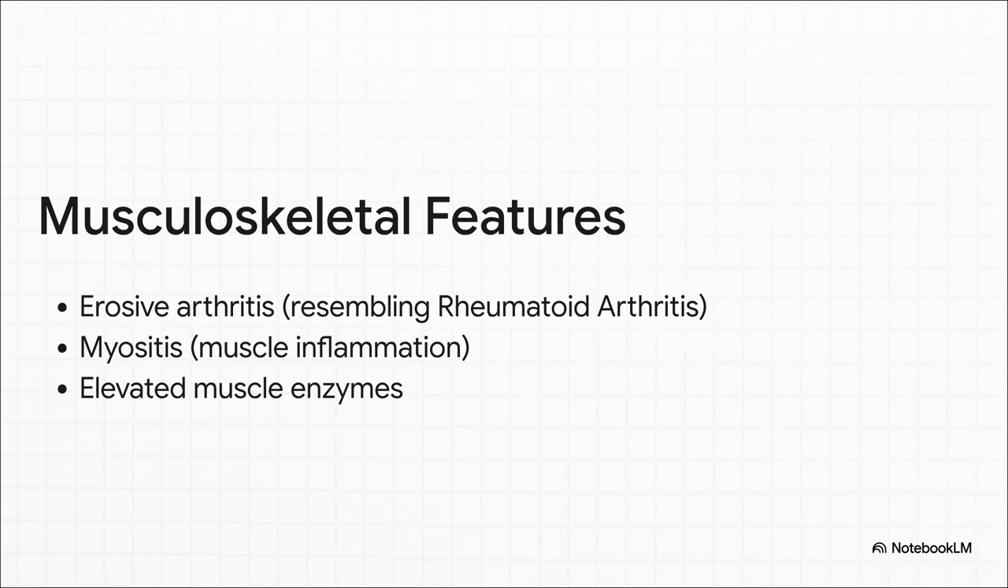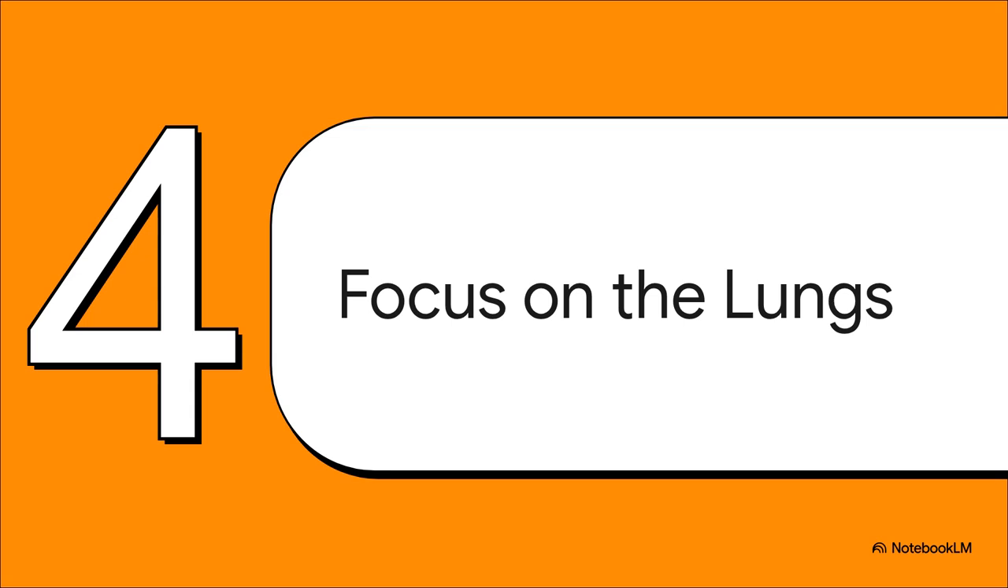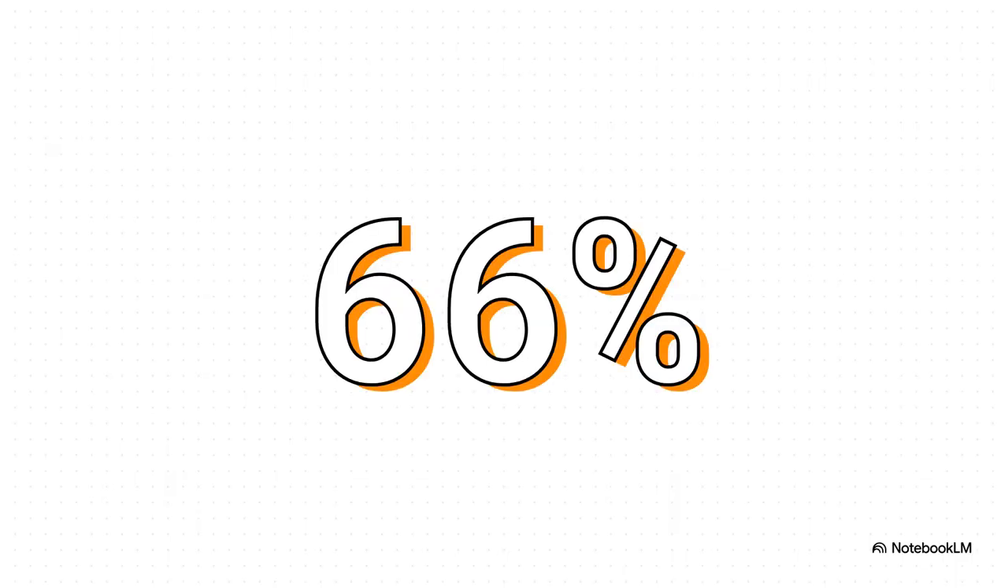In blood tests, doctors see this damage as elevated muscle enzymes. So MCTD clearly affects many parts of the body, but there is one organ system that demands the most careful attention. Because, frankly, it poses the greatest threat. We're talking about the lungs. Take a look at this number, 66%. What do you think that represents?